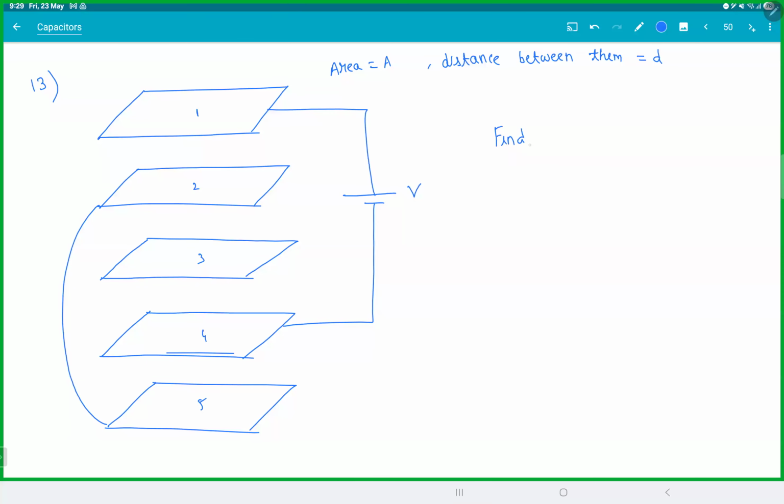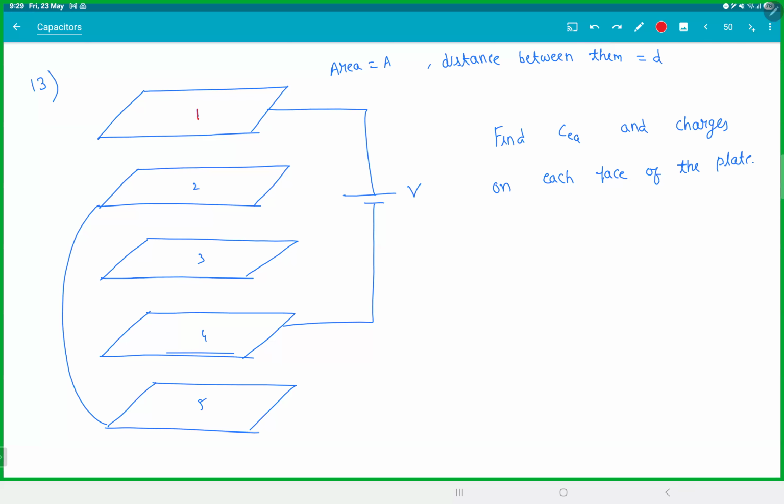Find C equivalent. That is an easy one. And charges on each face of the plate. When I say face, plate 1 has one up, one down, isn't it? There's an upside, downside. Second up, second down. Third up, third down. There are total 10 faces. I want charge on each face. That can be a good question.